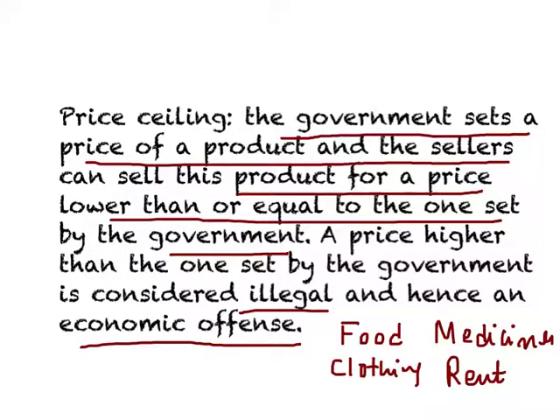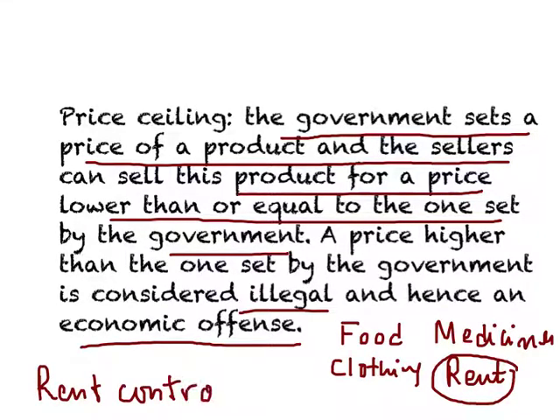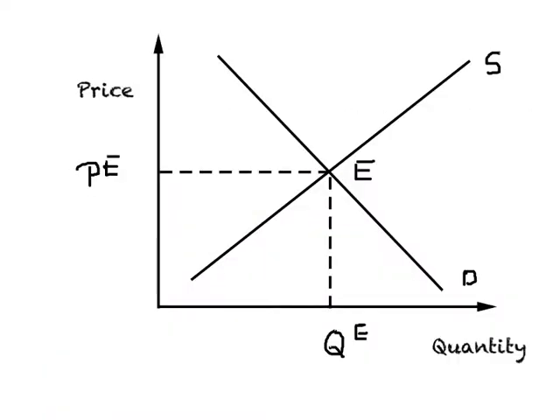Now in the US, the best example of price ceiling is rent control. In certain urban cities, the government steps in and believes living in an apartment is unaffordable to a class of people, and the government steps in and sets a rent control, which is essentially a price ceiling. That is, the owners of this apartment can charge a rent lower than or equal to the one set by the government, but never a rent higher than the one set by the government.